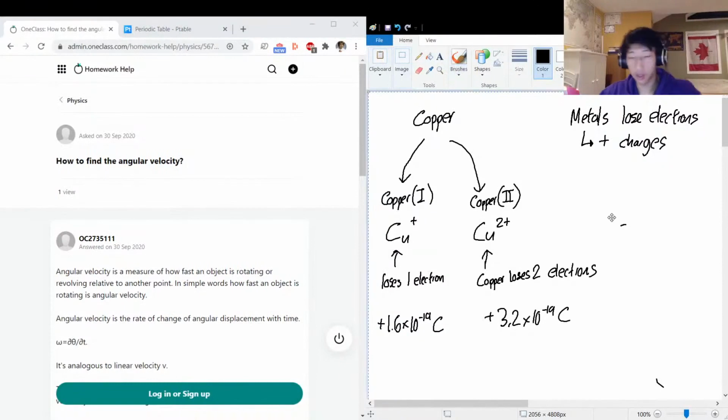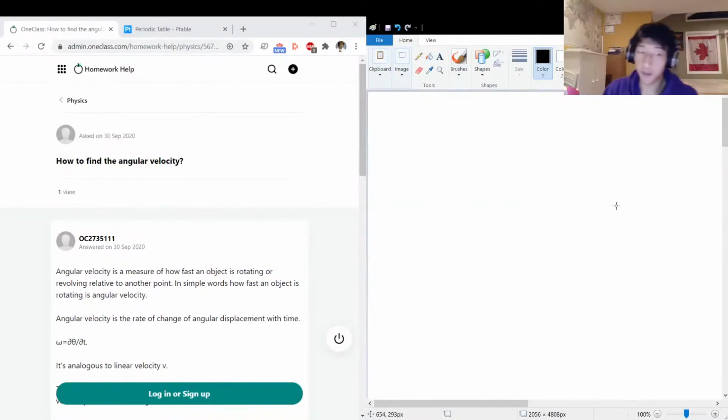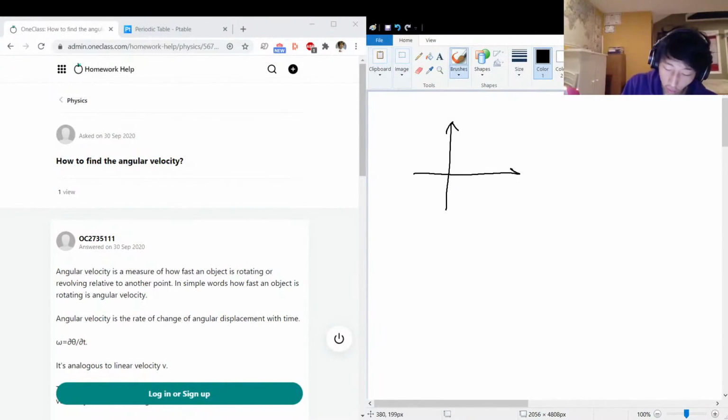Okay. Now the next question that we got on the menu is how do we find the angular velocity? So first we got to talk about what angles are and what angular velocity is. So here, let's say we have theta. That would be our angle.